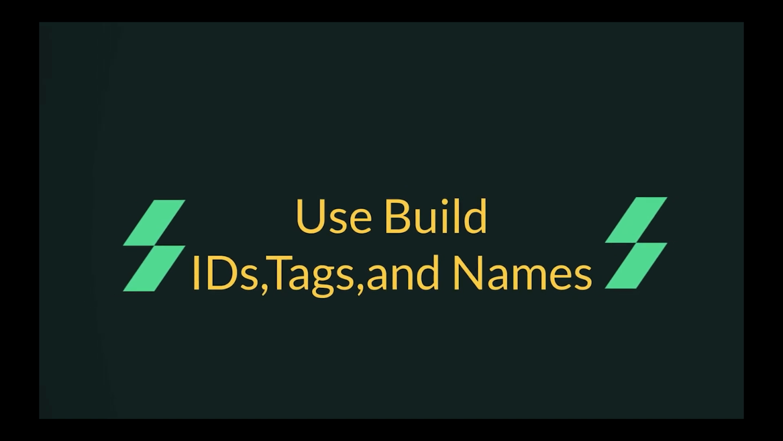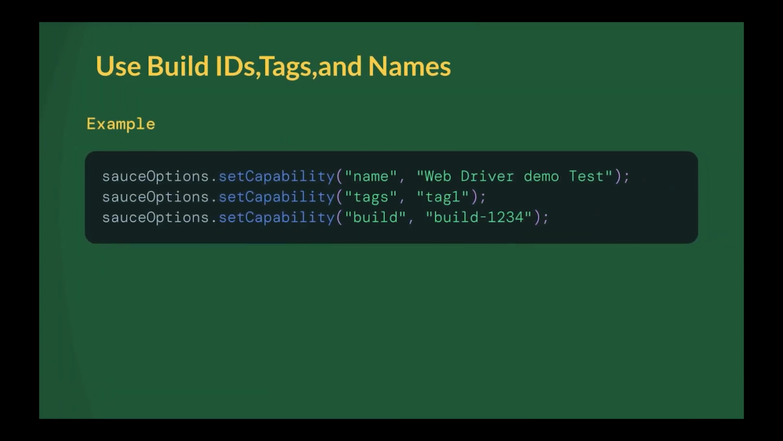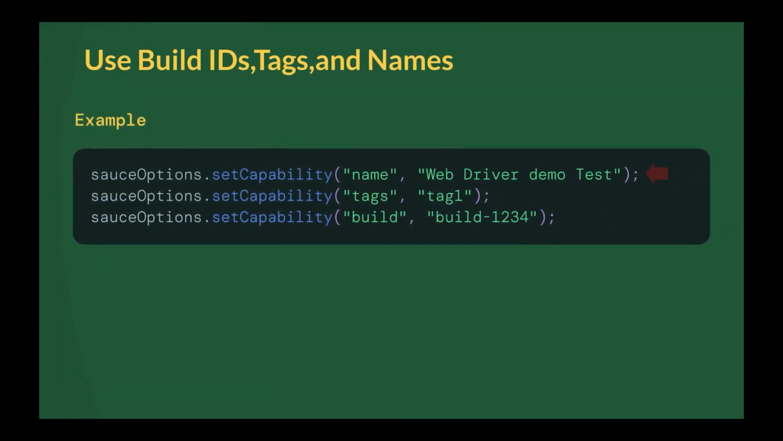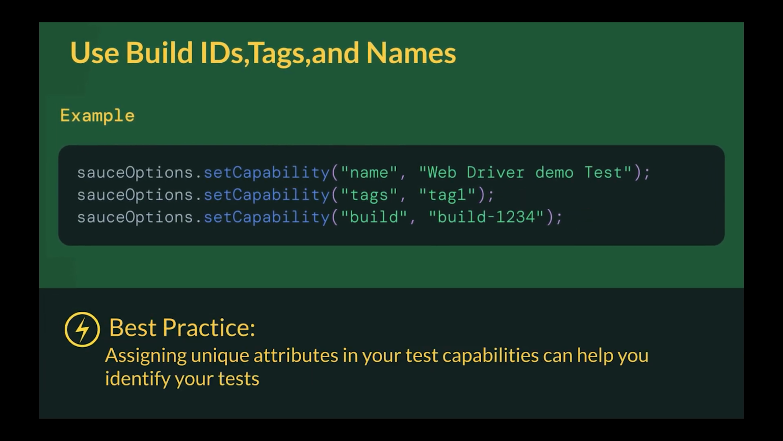Next, let's talk about the advantages to using build IDs, tags, and names. This example code snippet uses test names, tags, and build IDs. Assigning these unique attributes in your test capabilities can help you identify your tests. You can then apply these annotations to filter results on your Sauce Labs test results and archive pages. Following this best practice can make it easier to monitor tests and builds in your CI pipeline.